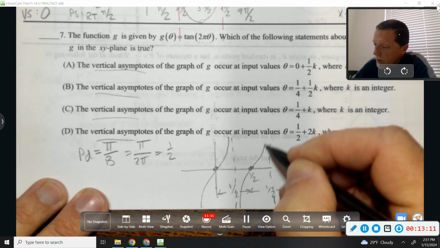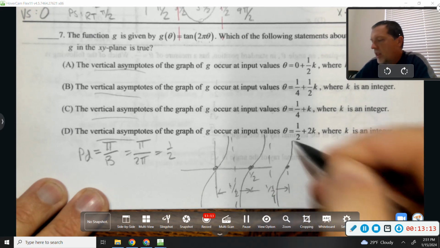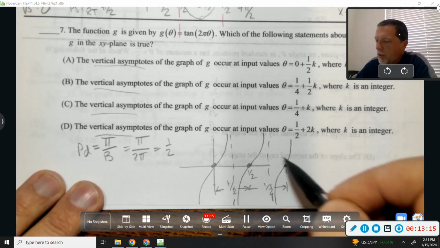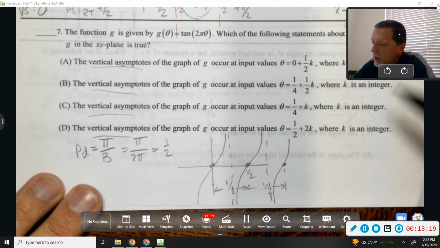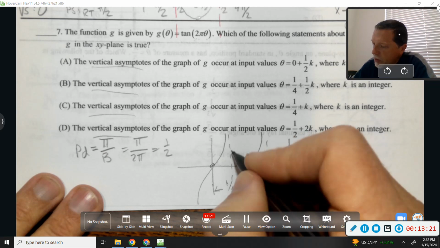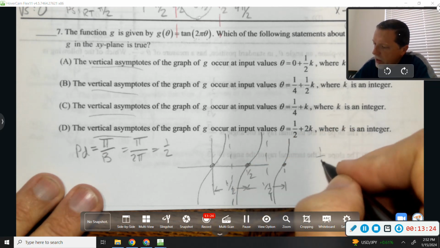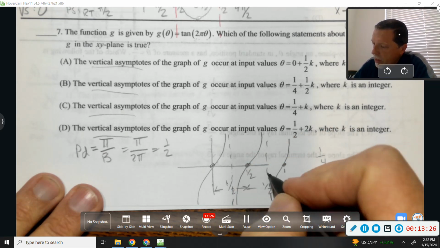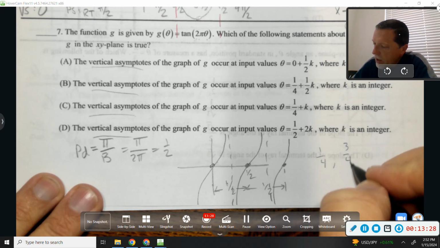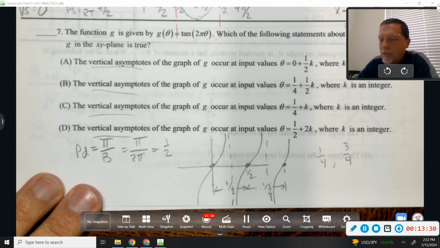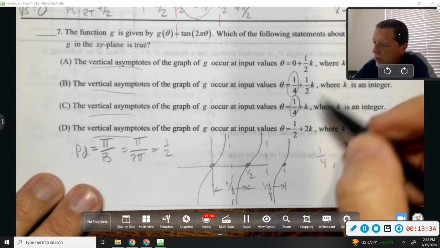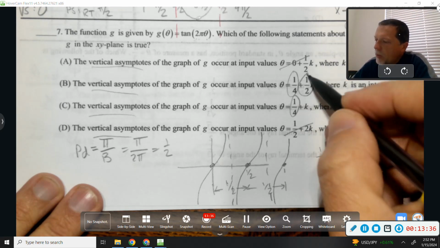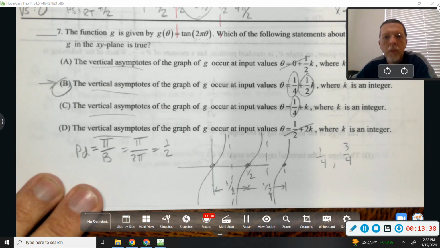And then there's the rough graph. Again, I'm maybe overkilling what exactly I need to do for this problem, but it's good review. So the vertical asymptotes. Okay, well there's one at 1/4, and then there's one at 3/4. So they're half away from each other. The first one's at 1/4, and they're half away from each other, so that would be answer choice B.